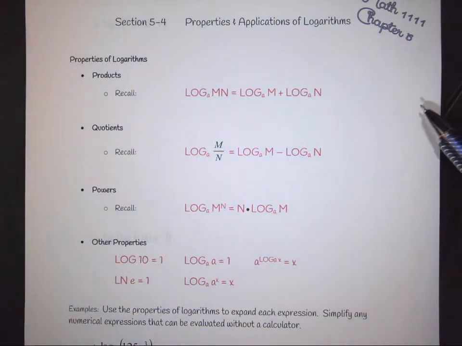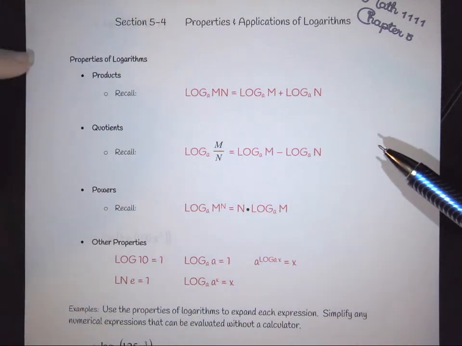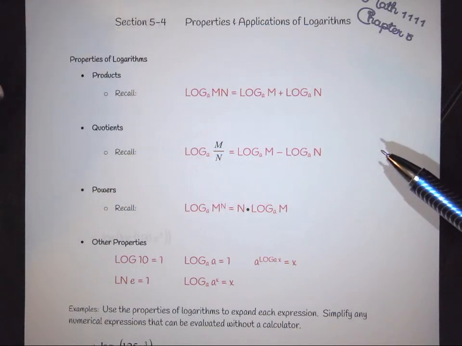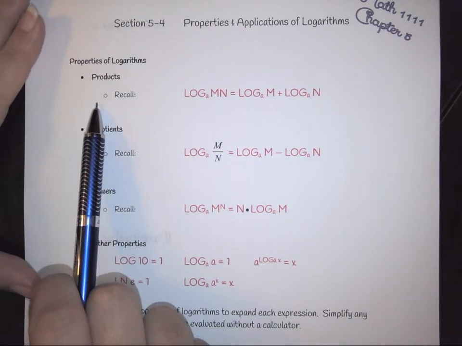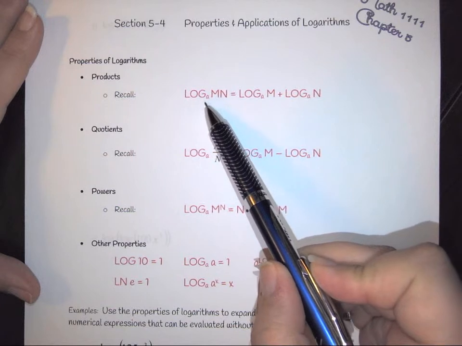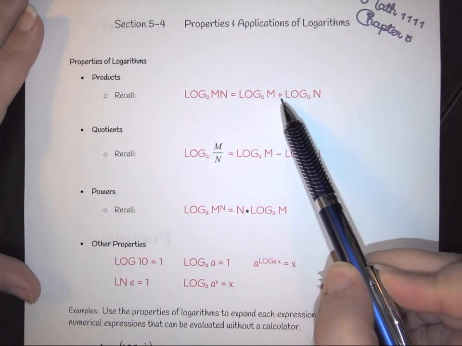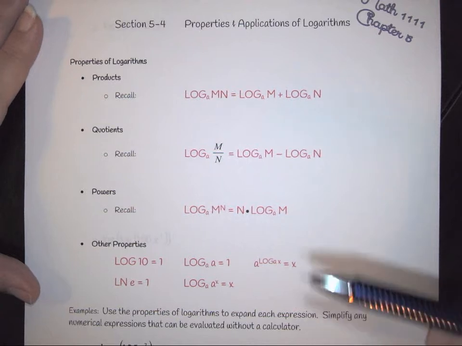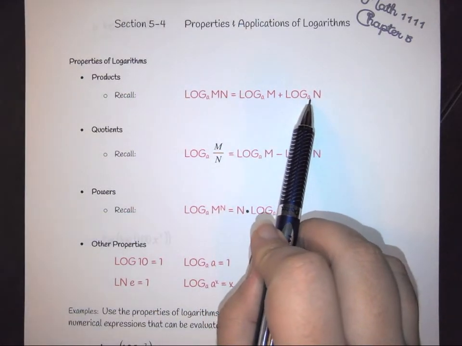Okay, here we're going to look specifically at properties and applications of logarithms. So before we can even get into using the properties, we need to refresh what those properties are. First of all, we have the product property. The product property says that if you take the log of some product, then you can separate it with addition. Now notice my two bases were left the same, and so we can split them apart.